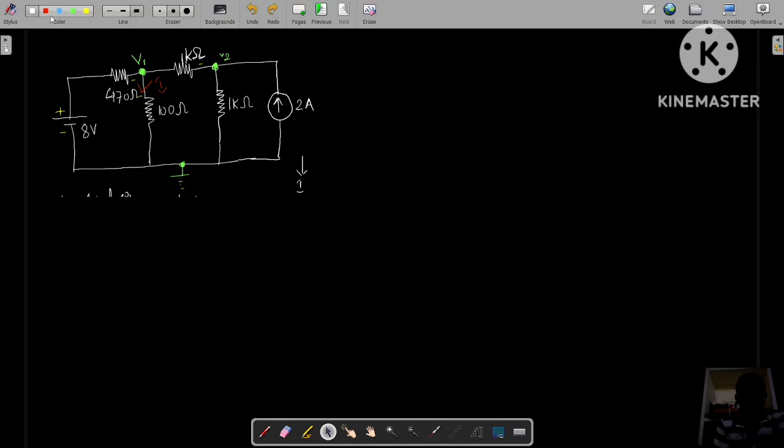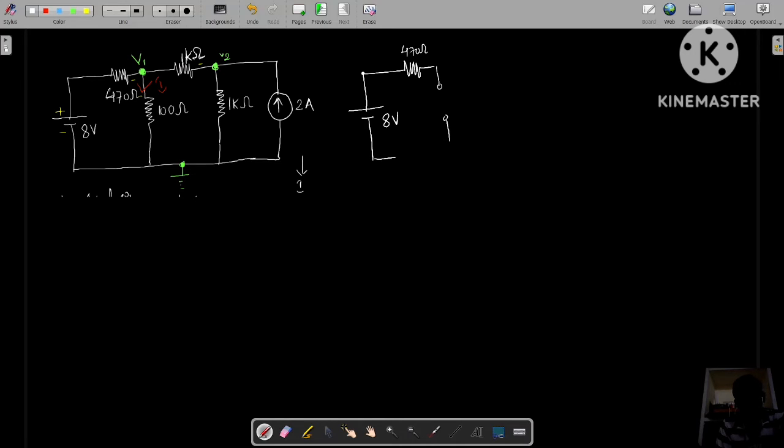So let me draw one more circuit, showing how the circuit looks after opening. Let me draw. So this is an 8 volts voltage source, and this is a 470 ohms resistor. Here we need to open these terminals.